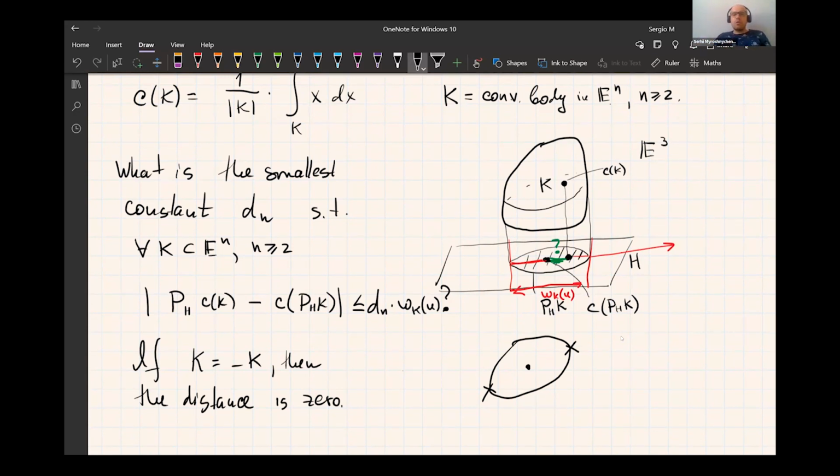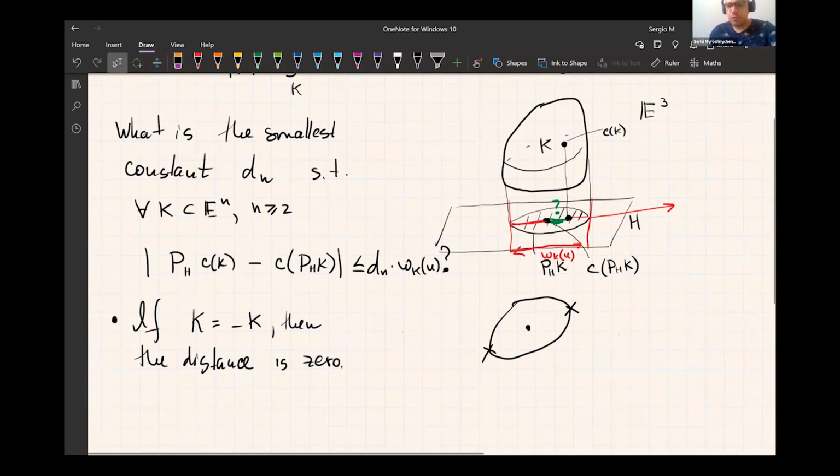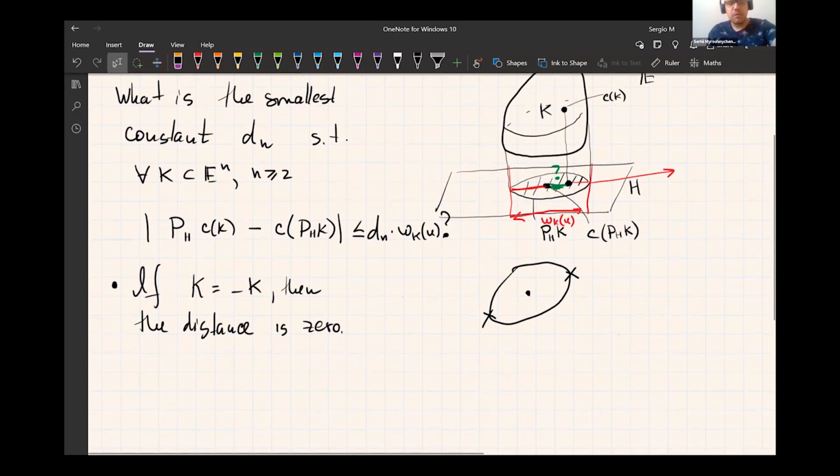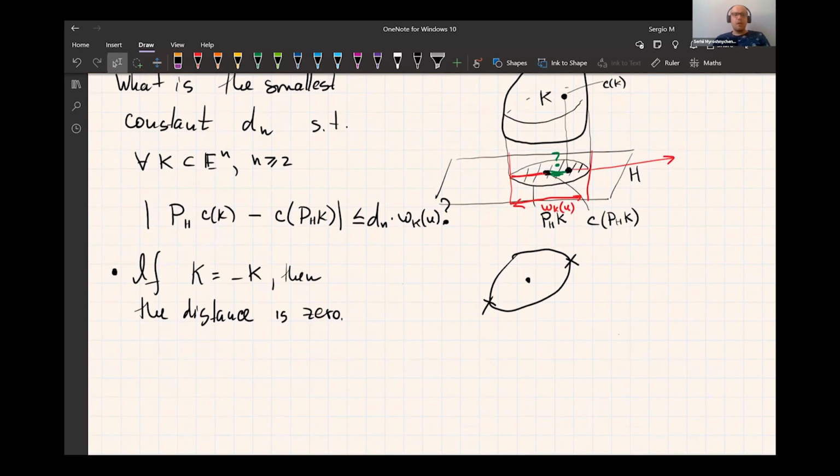So in some sense, what we're wondering here is some kind of measurement of non-symmetry of the convex body. So let me not keep you wondering about the answer for too long. Let me give you the answer in R3, and then we'll talk about a few steps of getting that answer. So, theorem.